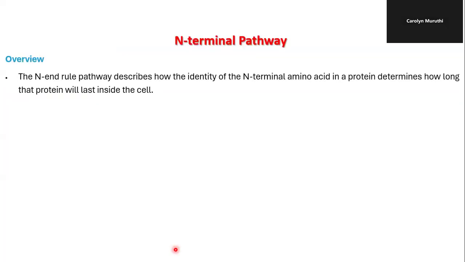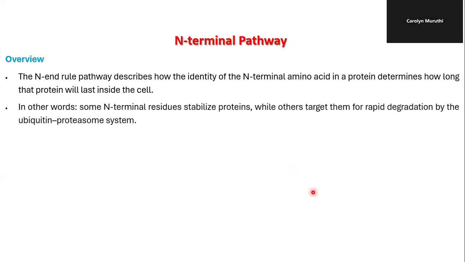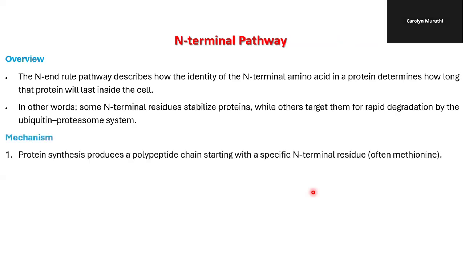Now, when talking about the N-terminal pathway, we have what we call the N-end rule pathway, which basically describes how the identity of the N-terminal amino acid in the protein determines how long the protein will last inside the cell. What are we saying? Some N-terminal residues may stabilize proteins, while others may target them for rapid degradation by the ubiquitin proteasome system. And how does this go about?